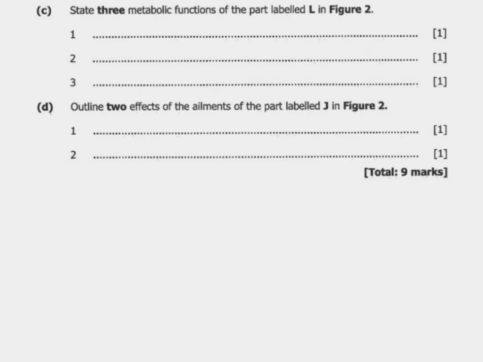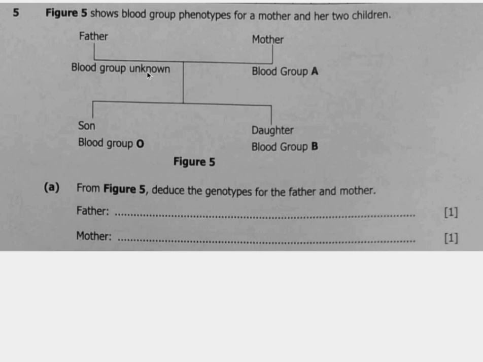So let's see the next question from genetics, and it's saying figure 5 shows blood group phenotypes for a mother and her 2 children. So we have the father who has a blood group which is unknown, the mother has blood group A, we have the son with blood group O, we have the daughter with blood group B. So from figure 5 we need to deduce the genotypes of the father and the mother.